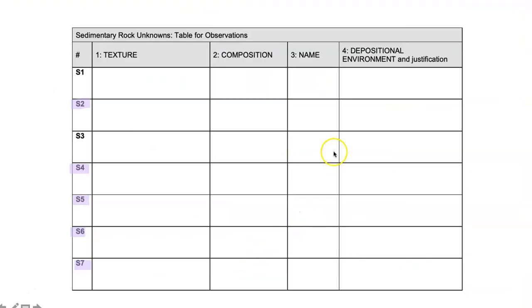Here's the chart that we're going to fill out, and this one already has the numbers in it. So I've just highlighted the ones we're going to do. We're going to skip 1 and 3. You're going to figure out the texture, the composition, then a name, and finally a depositional environment and a justification for why you think that. So let's do number 2 together.